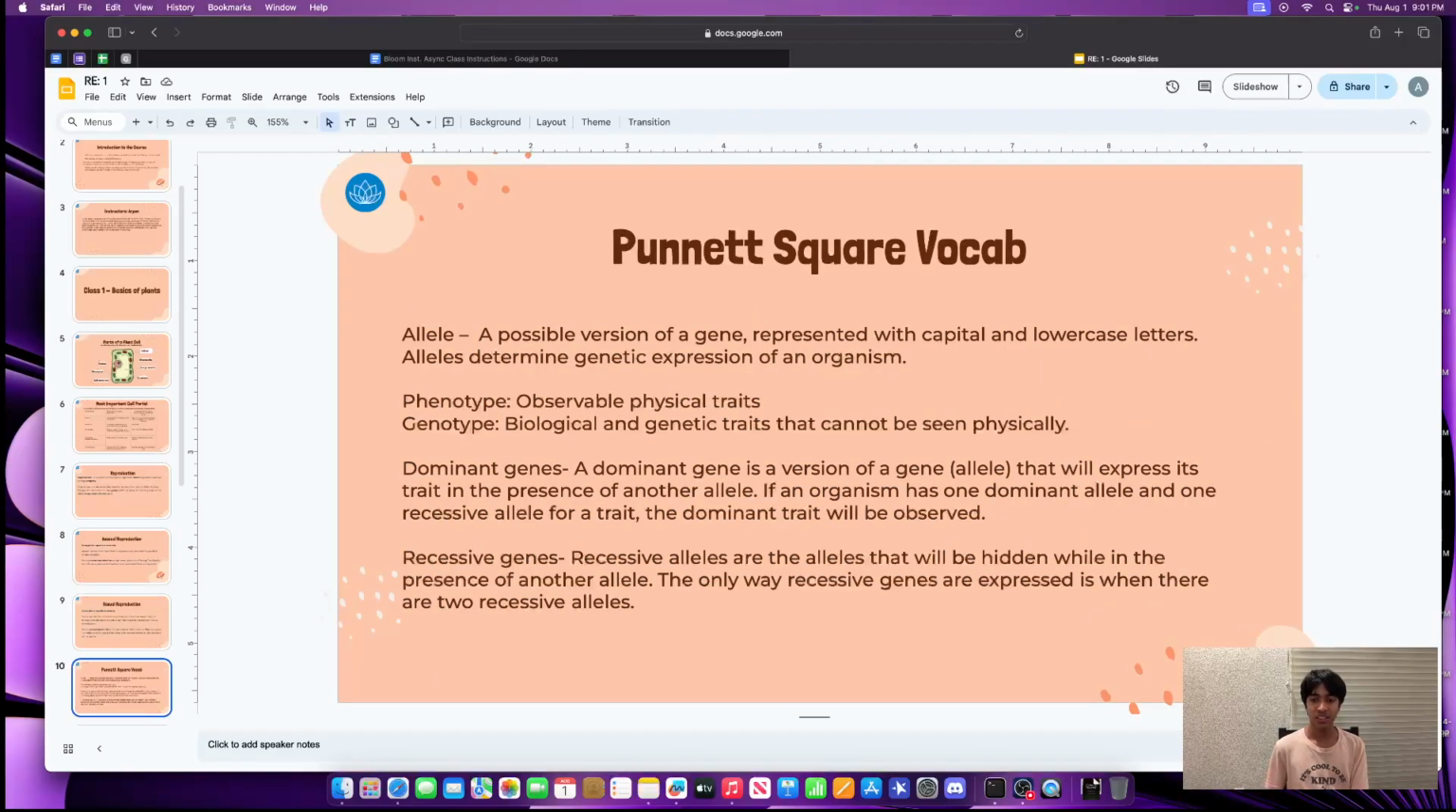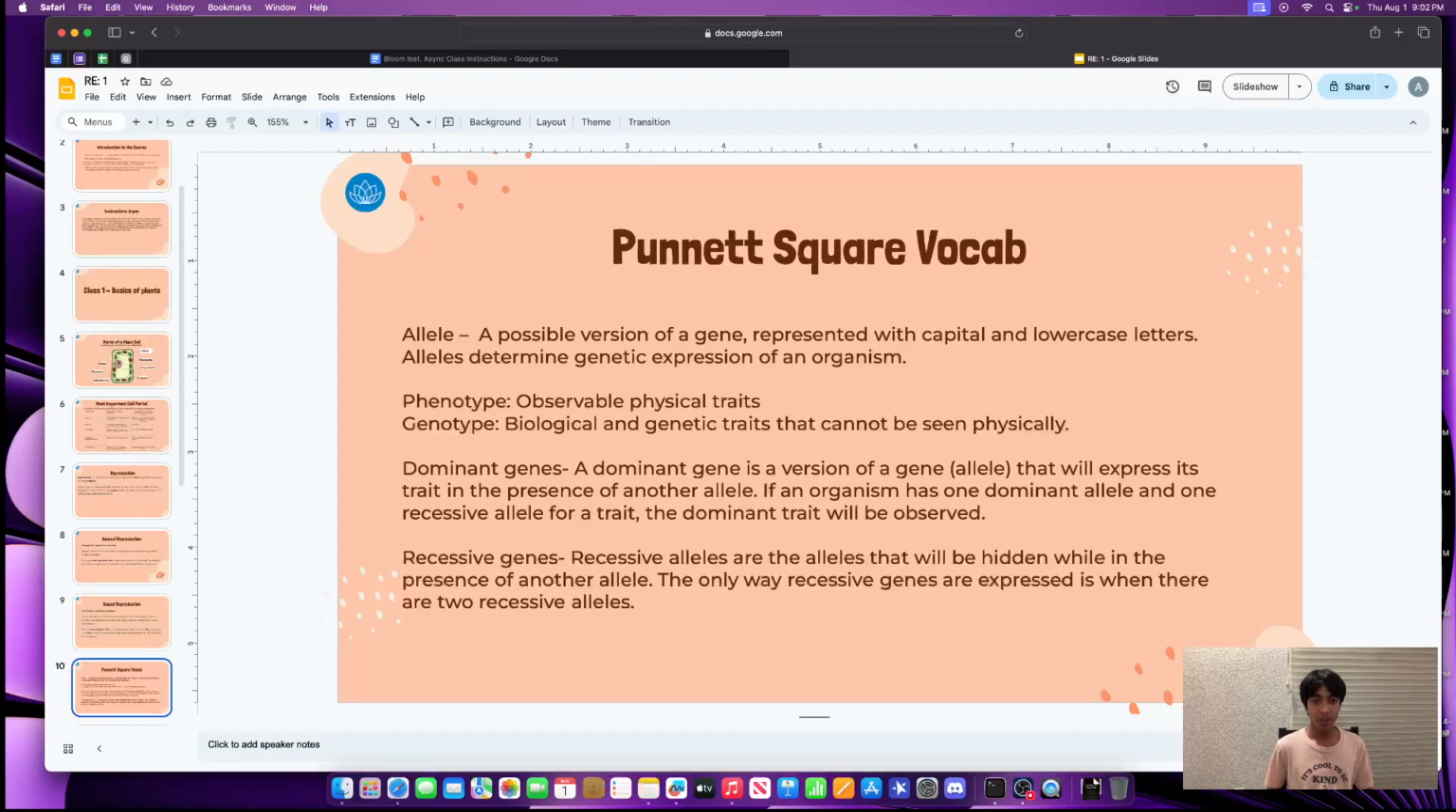And then here we'll be learning about Punnett squares, which come from the question, hey, which of my parents is going to have a more influential factor on my genetic makeup? So we'll be learning about that and how to calculate the percentage of which traits are going to be dominant. So an allele is a possible version of a gene represented with capital and lowercase letters. Alleles determine the genetic expression of an organism.